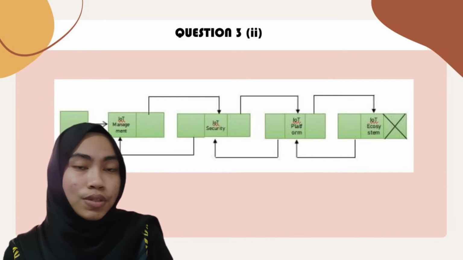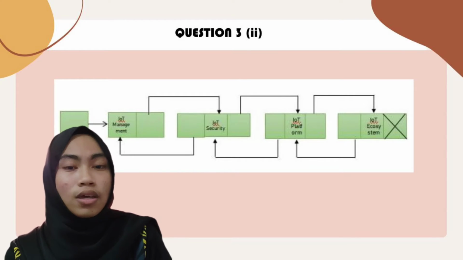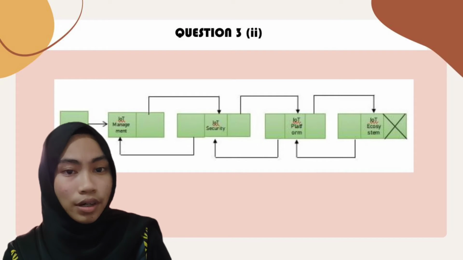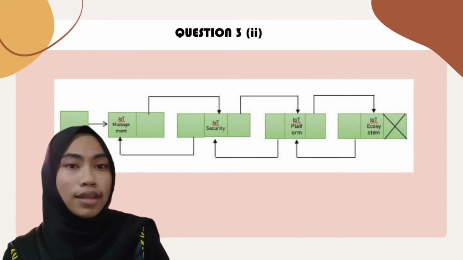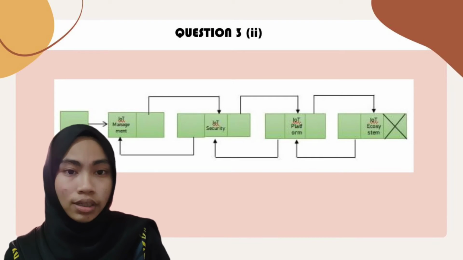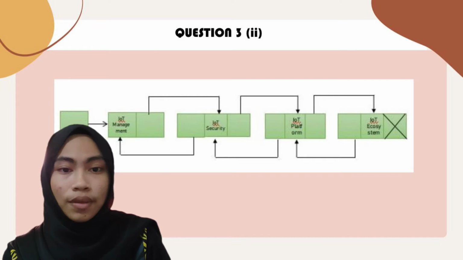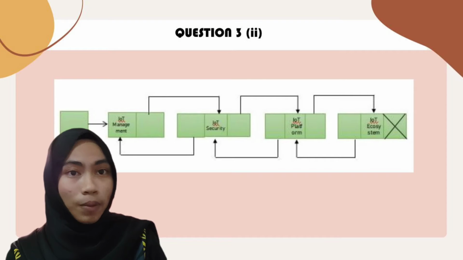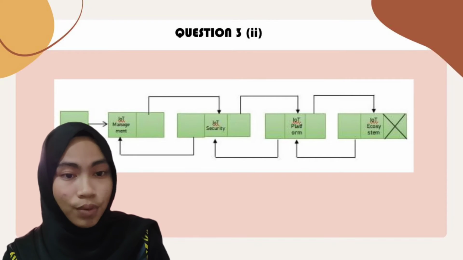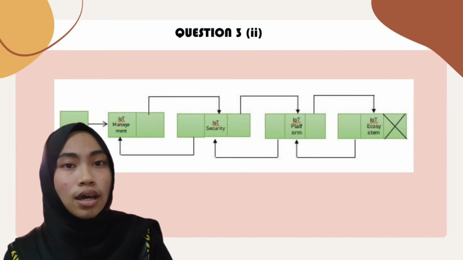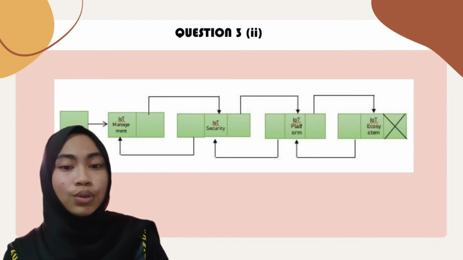Okay, the answer for this question 3.2 is IoT management next pointer to IoT security. IoT security next pointer to IoT platform. IoT platform next pointer to IoT ecosystem. Then IoT ecosystem previous node to IoT platform. Then IoT platform previous node to IoT security. And the last one is IoT security previous node to IoT management.